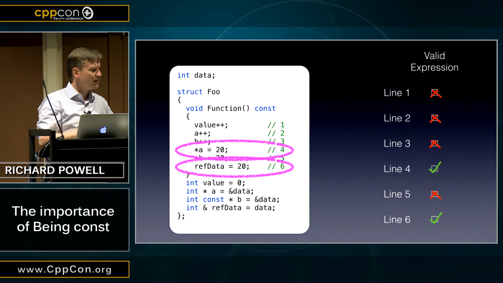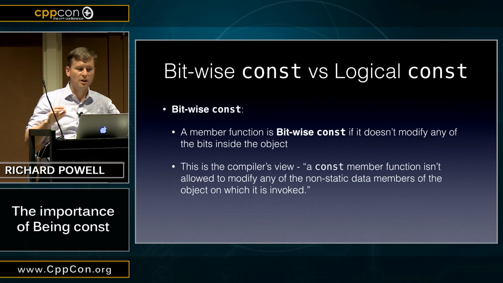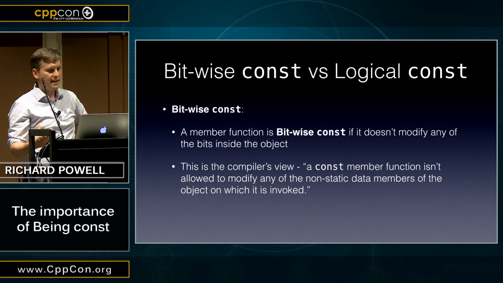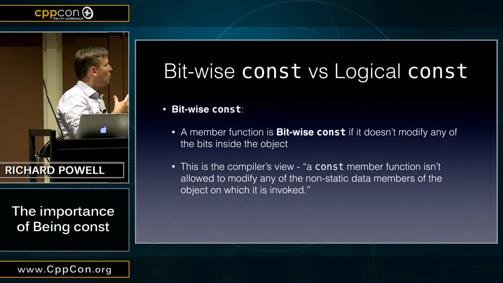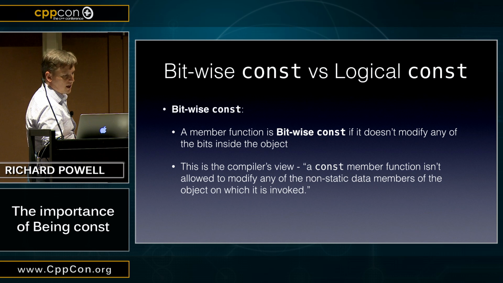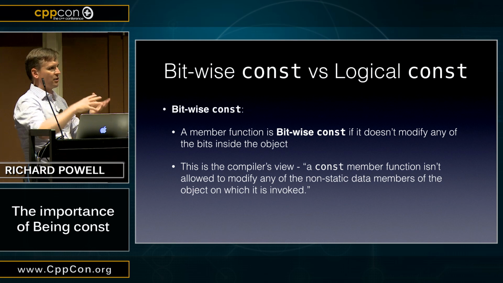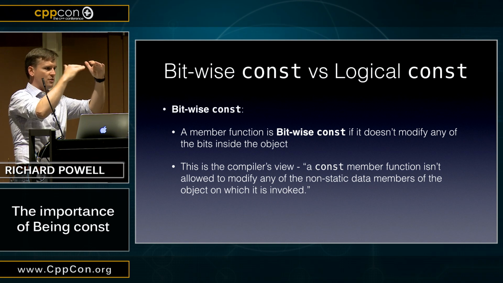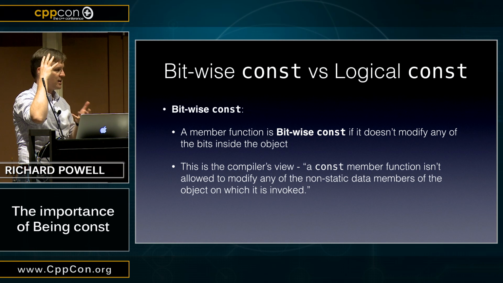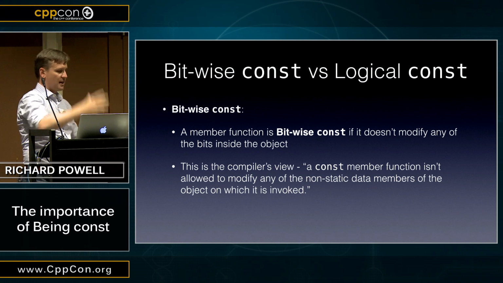We're going to take a little detour into some concepts. There is the concept of bitwise const and logical const. Bitwise const states that a member function can't modify any of the bits inside the object. This is the compiler's view of the const object. It views the object as a bunch of bits, and the compiler will make sure that it cannot modify the bits in that function.